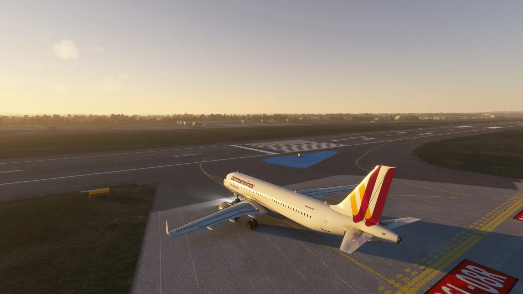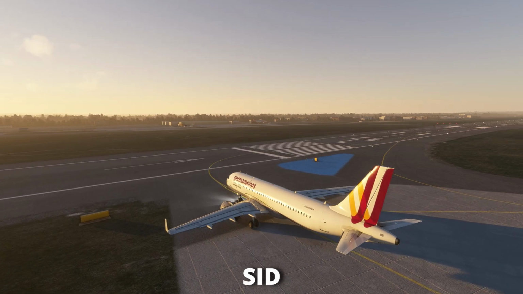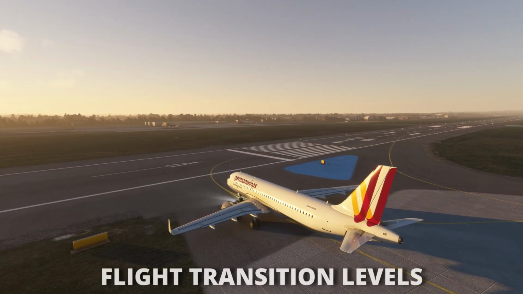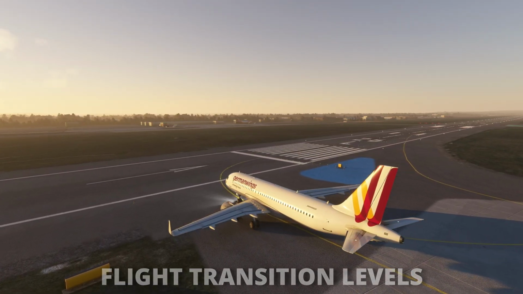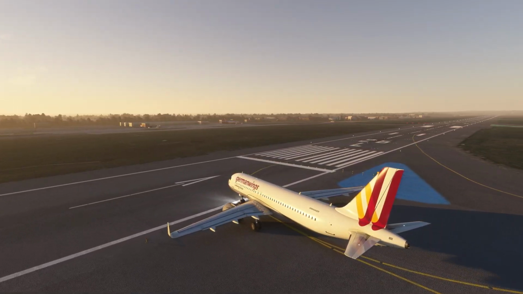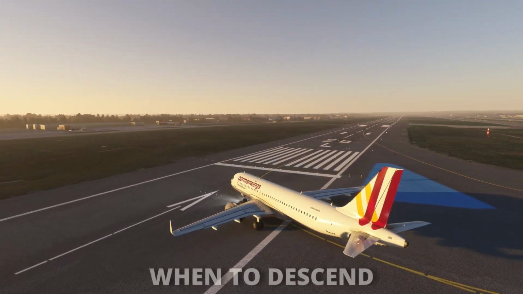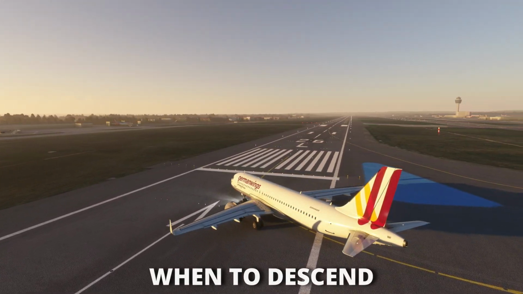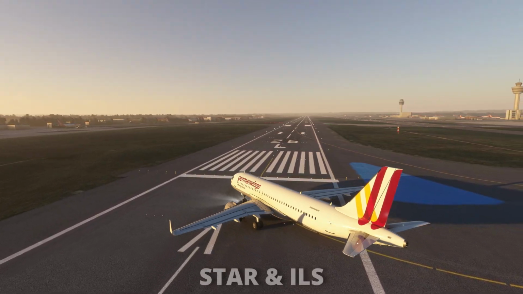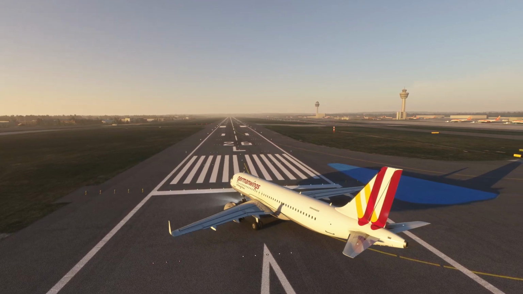In this video we're going to be looking at how we fly a standard instrument departure. We'll also be looking at what's the difference between an altitude and a flight level. When flying IFR, what are the constraints on the various airways? How do we identify them? And how can we manage a cruise, our descent, our standard instrument arrival, and our prep for an ILS approach in accordance with the regulations.